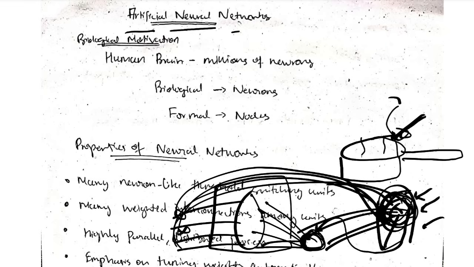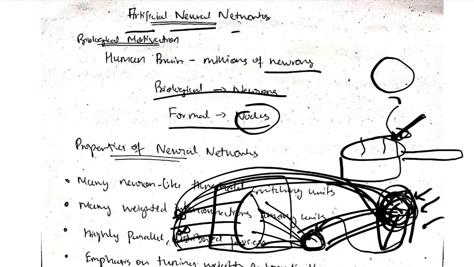That's what artificial neural networks are based on, this same biological motivation. The human brain has millions of neurons. Neurons are nothing but information storing messengers, transferring data from one point to another. In biology we have neurons. In the normal representation of artificial neural networks, we have nodes, so each neuron is called a node.